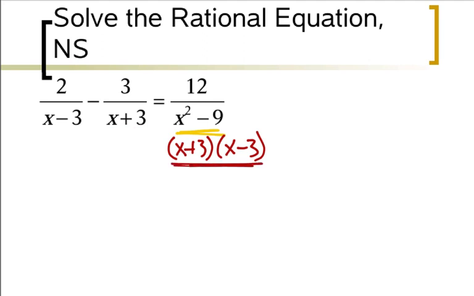That is the denominator that I want to multiply everything by so that I can fraction bust. If I multiply each of the terms by x plus 3 times x minus 3, I'll get rid of my fractions.